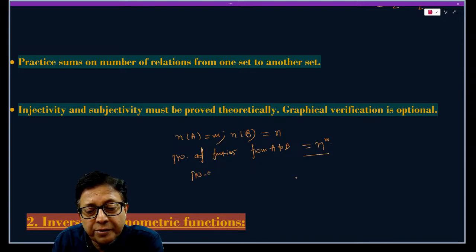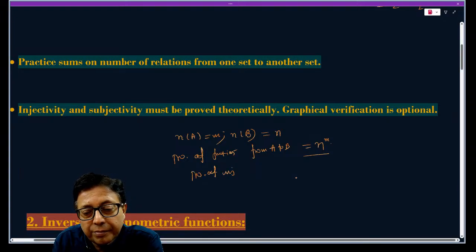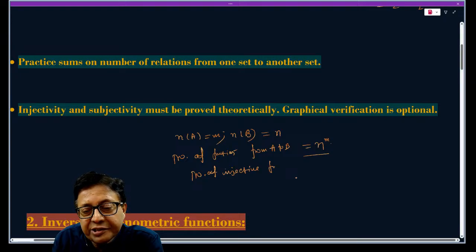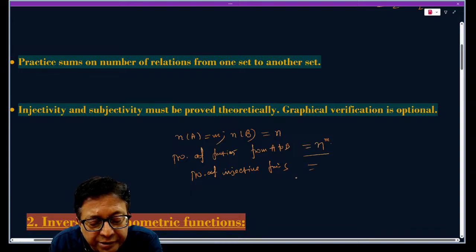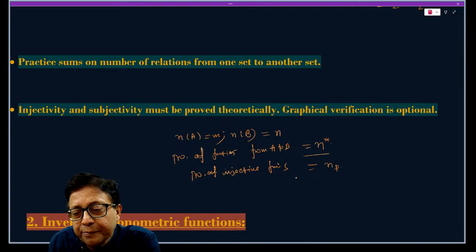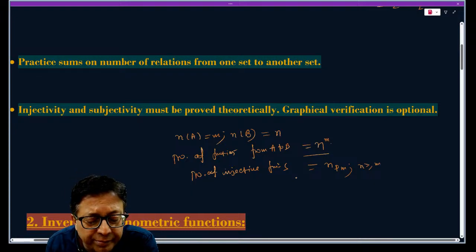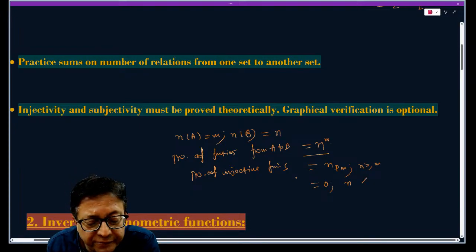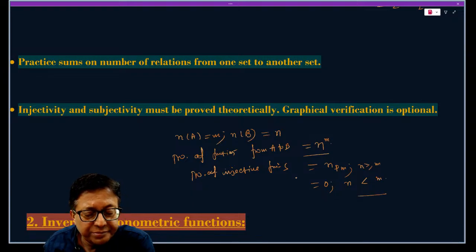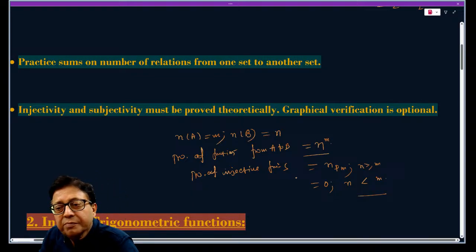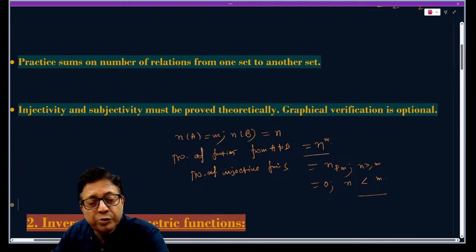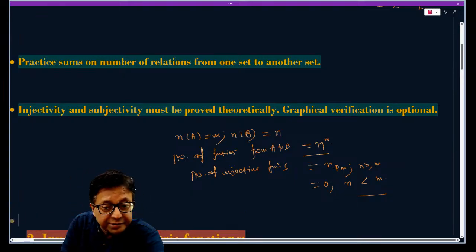Number of injective functions will be how many? This will be nPm if n is greater than or equal to m, and 0 if n is less than m, because no element is remaining over there. So the number of injective functions will be 0 in that case. Got it?